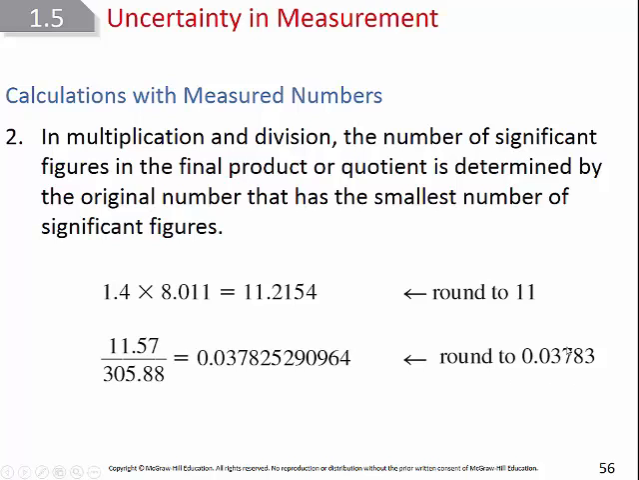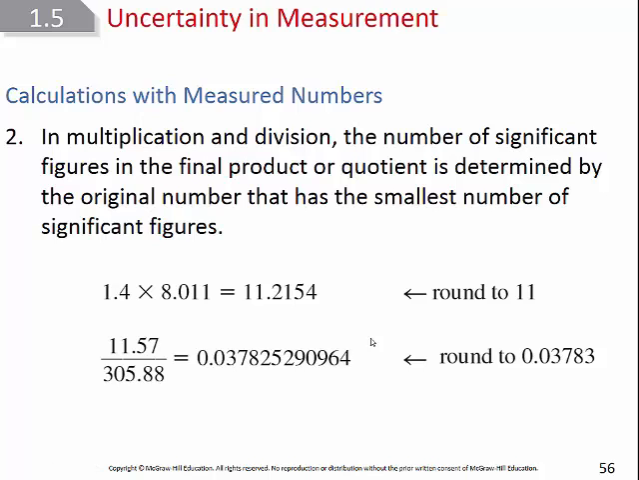So, to recap, if you're adding or subtracting, you round according to the fewest number of decimal places. If you're multiplying or dividing, you round according to the fewest number of significant figures.